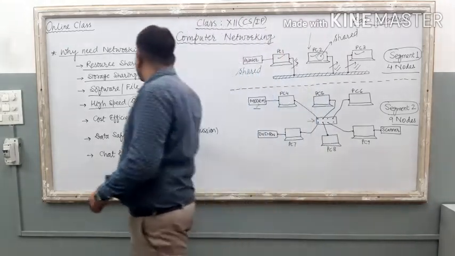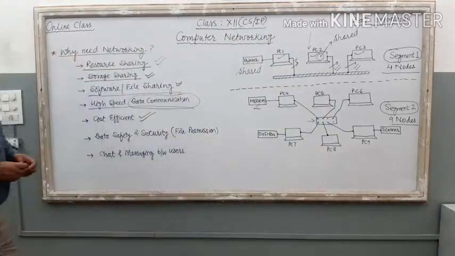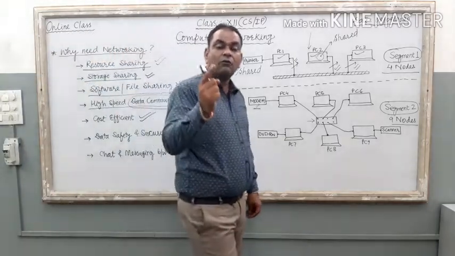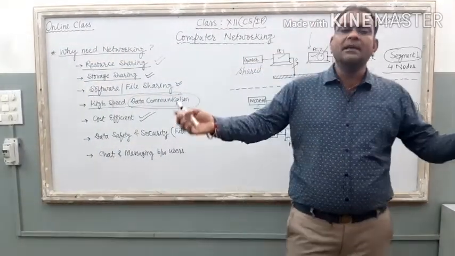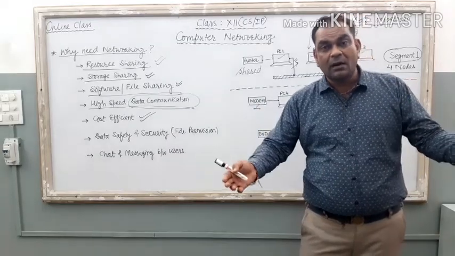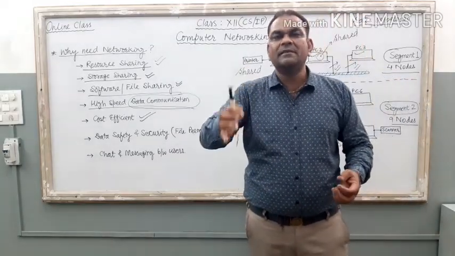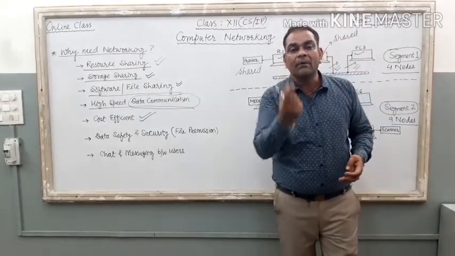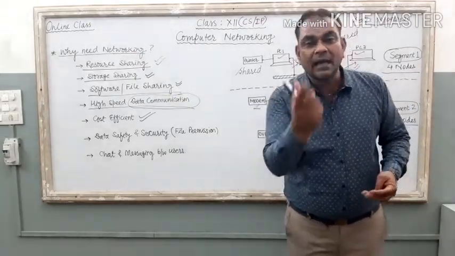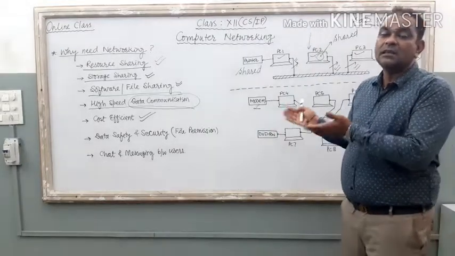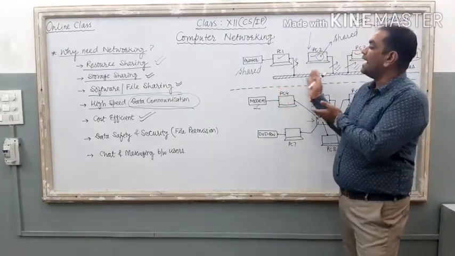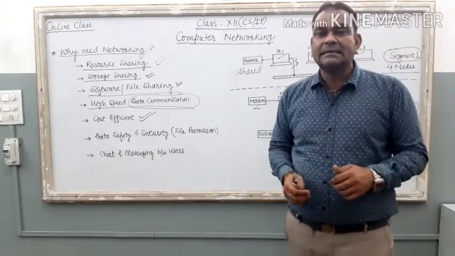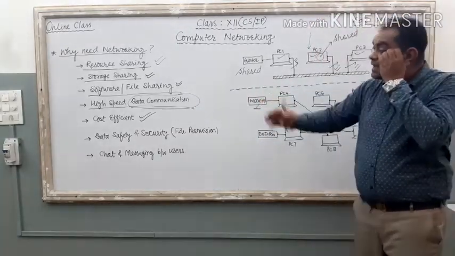Then the next point is cost efficiency. Cost efficient means just purchase one printer for your network. If 10 PCs are there in your computer network, each and every PC can use the facility of this printer. Just purchase one modem only. Just purchase one scanner only, and you can use the single device across your entire network. So costs are reduced easily. So here it is cost efficient.